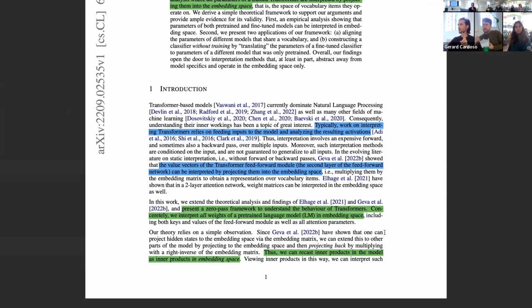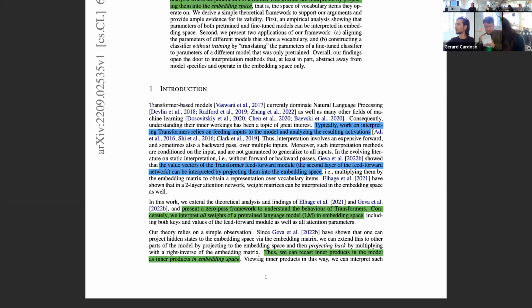So there's this part at the bottom that I think is interesting. So the paragraph at the bottom. In the previous paper that I mentioned, they showed that you can project hidden states in the feed-forward part of the transformers to the embedding space via the embedding matrix. And you can extend this to other parts of the model.